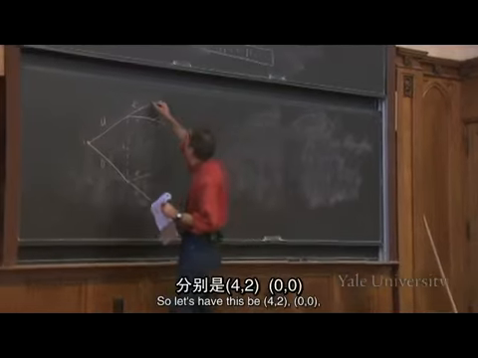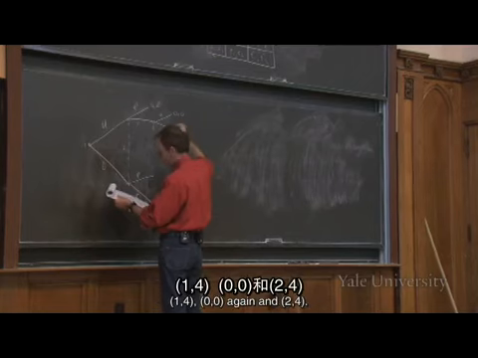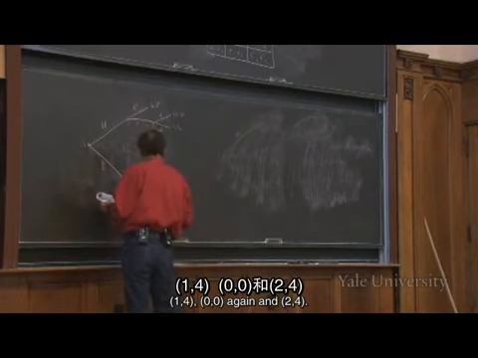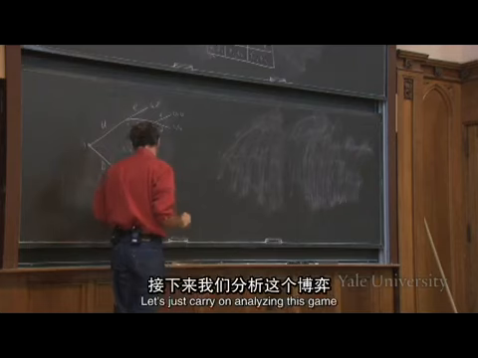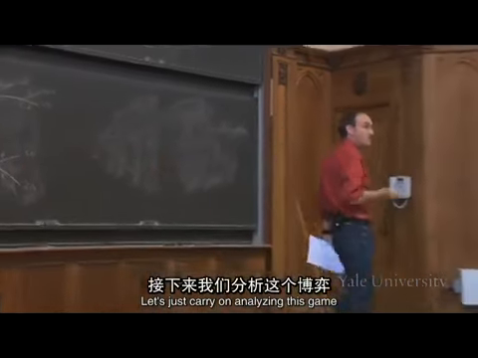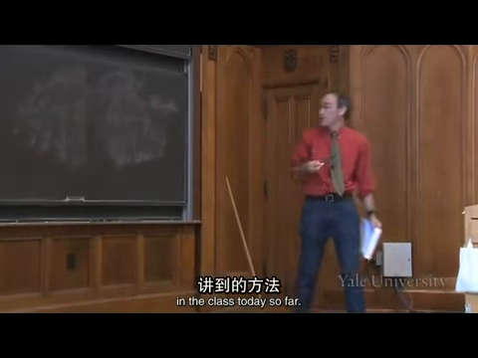Let's put some payoffs in. So let's have this be 4, 2, 0, 0, 1, 4, 0, 0 again, and 2, 4. All right, let's just carry on analyzing this game using exactly the methods we've been talking about in the class today so far.